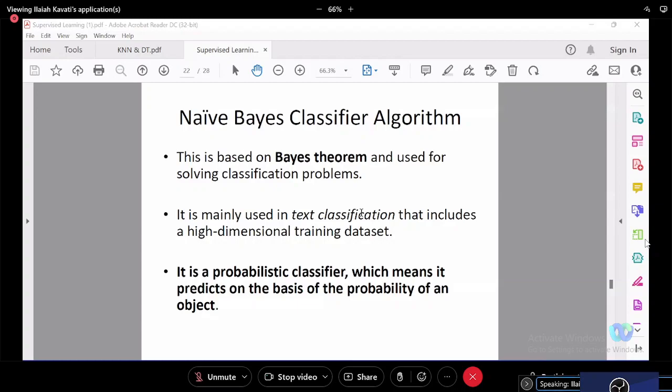It is called a probabilistic classifier, which means it predicts on the basis of the probability of an object, the probability of occurrence versus the probability of not occurring. That's why this is called a probabilistic classifier.